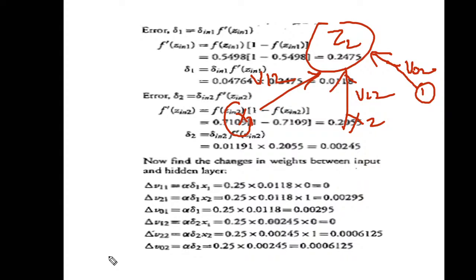So we have back propagated the error, and we have also calculated the change in weights. Now the final step is very simple. What would be the final step? To update the weights, all the weights. For example, suppose I want to update, let's say, V11. So V11 new will be V11 old plus change in V11.